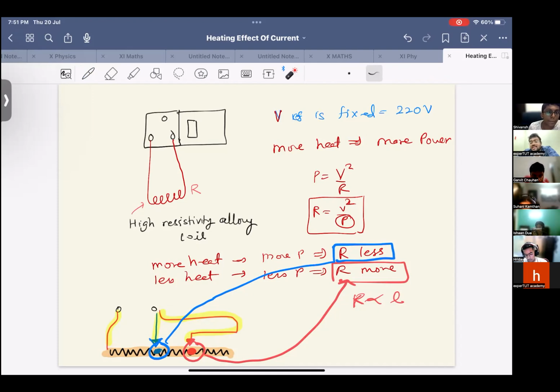So this is important to understand: if the bulb is glowing brighter, or the heater is getting more heat, then the current is passing through a lesser path, a shorter path. Understood? So that's what a rheostat does. You adjust the slider on the rheostat. Yes, exactly, it is a rheostat. Every adjustable power device is a rheostat.